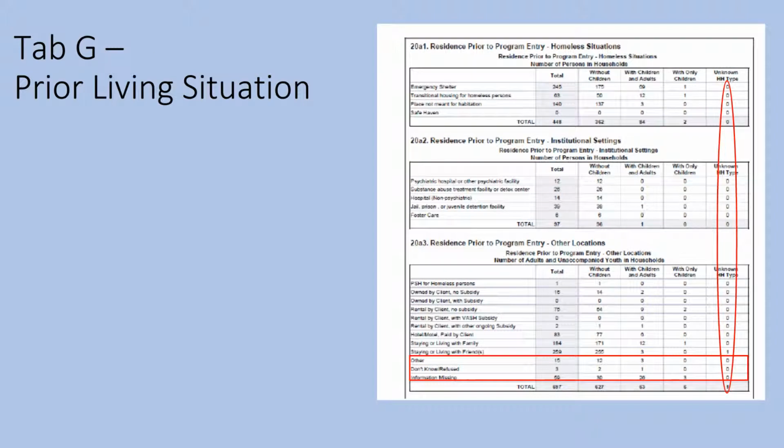Tab G shows residence prior to program entry, or where the client slept the night before entering your program. All the types of residence listed on the drop-down menu in Service Point are organized into three main categories on the APR: homeless situations, institutional settings, and other locations. You can also see locations marked Other, clients who didn't know or refused the question, and missing values. For locations marked Other, the UDE entry assessment asks that you specify the location. It can be viewed on the Entry Exit tab on the client's record in Service Point.